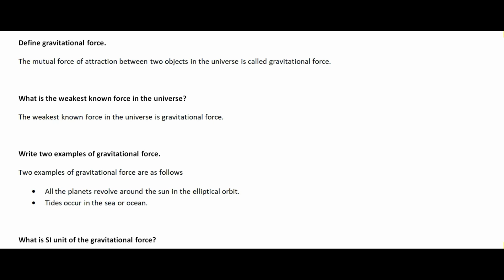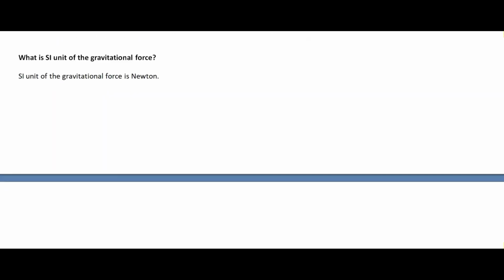And here I have mentioned two examples of the gravitational force which we can notice easily. All the planets revolve around the sun in elliptical orbits. It is due to the gravitational force of attraction between the sun and the planets. And tides occur in the sea or ocean. It is also due to the gravitational force of attraction between the earth and the moon. If there is no gravitational force of attraction, then the planets cannot revolve around the sun, and tides also cannot occur in the sea or ocean. And the SI unit of the gravitational force is Newton, because it is also one kind of force.